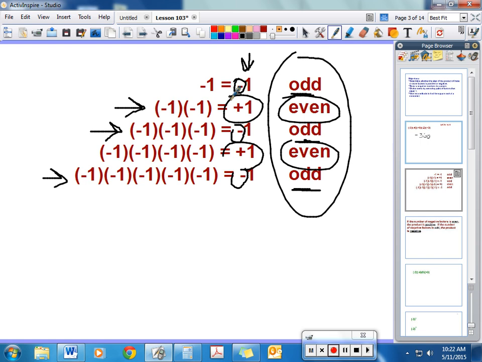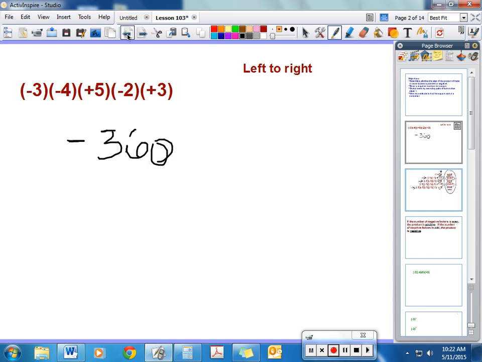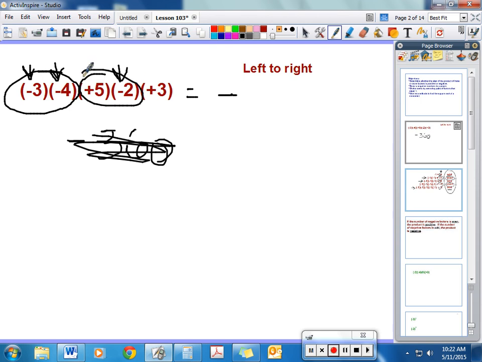So let's go back to our original slide here. If I didn't want to go left to right and multiply and try to remember the sign as we went, I could see here that I have 1, 2, 3 negatives. That's an odd number, so that means my answer is going to be negative. And then I could have grouped these factors however I wanted. I think I would have done 12 times 10, which is 120, and then taken that times 3, and that would have gotten me the negative 360.